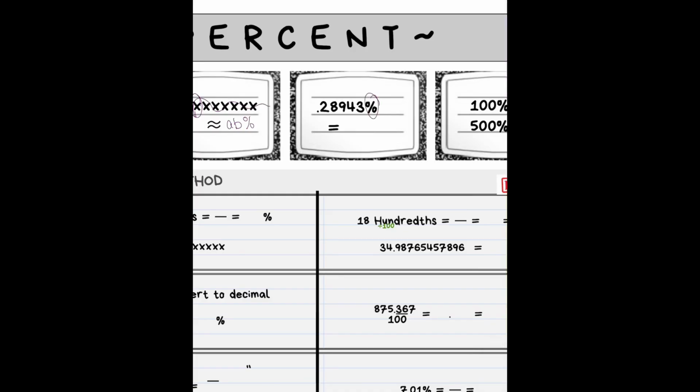Percent means divide by 100. So we'll divide all of this by 100. And when you have decimals, when you're dividing, you can move the decimal this way to make the number smaller. Each zero is a place value, so we're dividing by 2 place values. So 0, 0, 2, 8, etc.